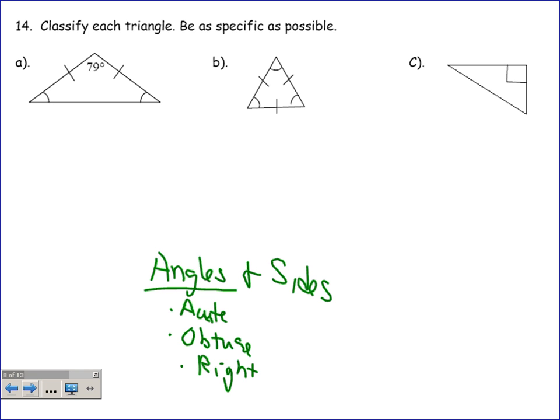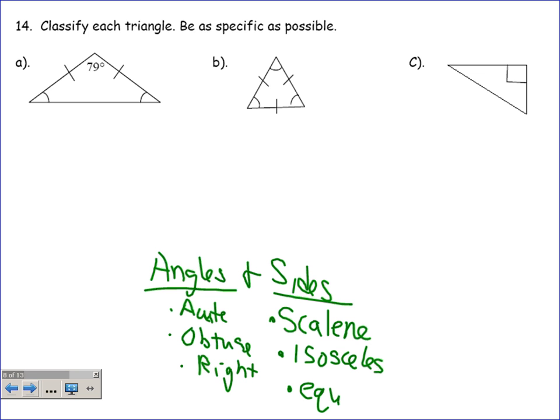Side lengths. What if there are no sides the same? Scalene. Make sure you know how to spell these words. They should probably be on the very first page of your vocabulary. If 2 or more sides are the same, isosceles, which is also a very difficult word to spell. If all three are the same, equilateral.